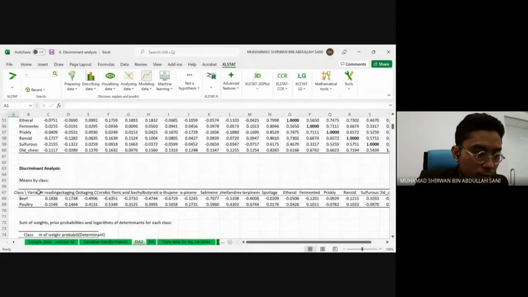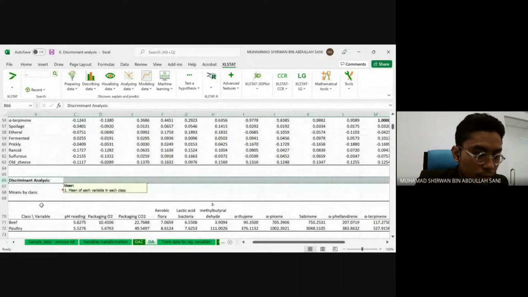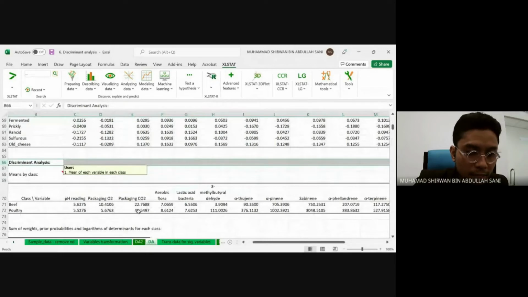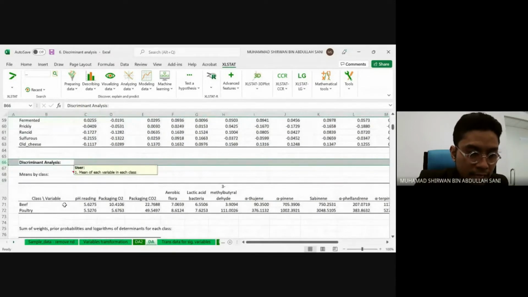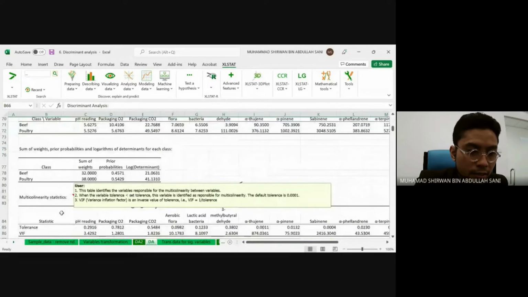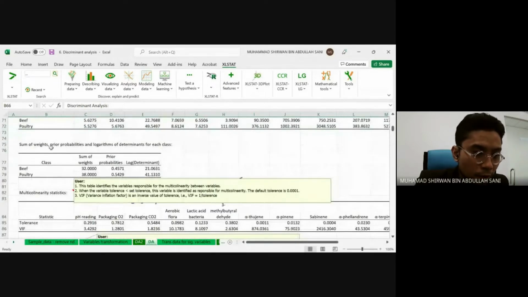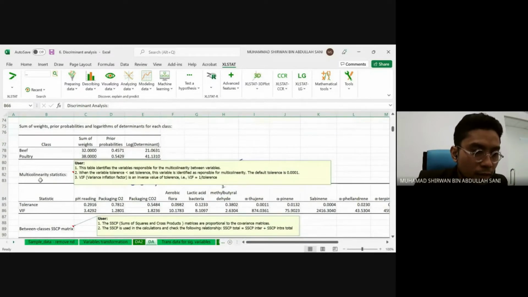So this one, this is the average mean for each variable in each class, in beef and poultry sausage. And then you can have a sum of weight, prior probabilities and logarithm. This one is not much of an issue. But this one we have the multicollinearity statistic.